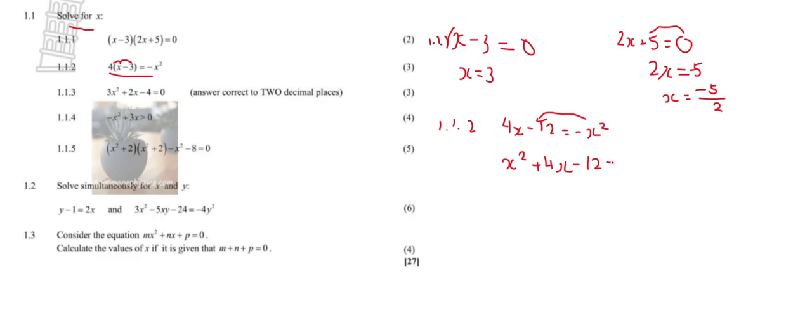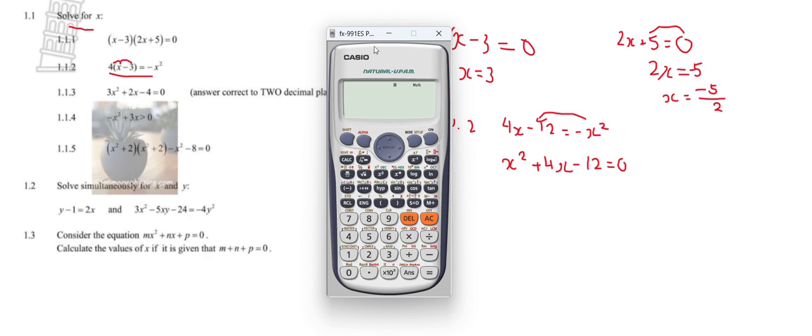Once you have it in standard form, this is where our calculator becomes our best friend. You open up your calculator, then press mode 5, which is EQN, then 3, because that's where our exponent was 2. The number in front of x squared is 1. The number in front of x is 4. The number in front of the constant, which is c, is negative 12. This gives us our final answer.